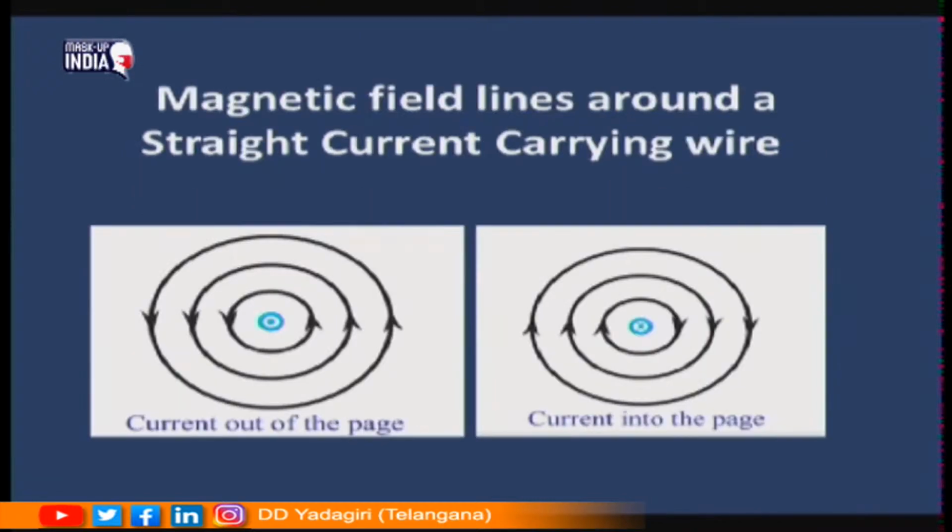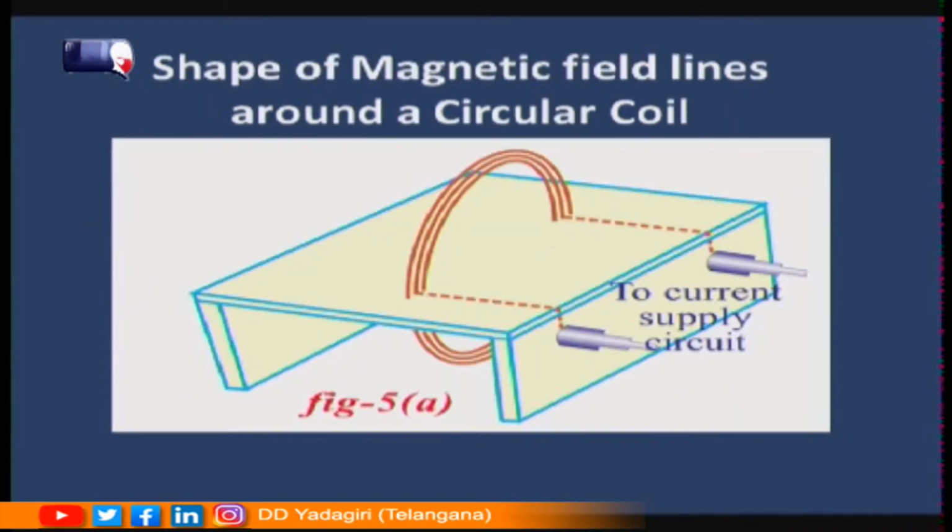When the current is out of the paper, the direction of magnetic field lines will be circular and the direction will be anti-clockwise. If current is into the paper, the magnetic field lines will be circular and the direction will be clockwise. We discussed the shape of magnetic field lines around a circular coil.